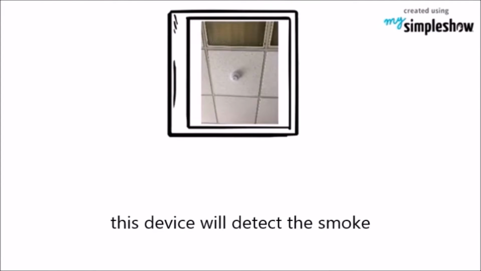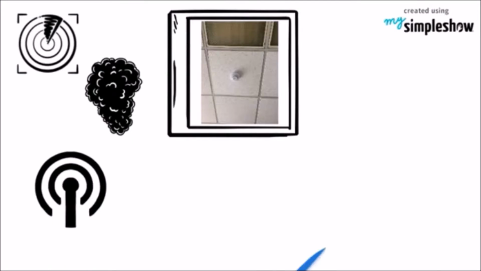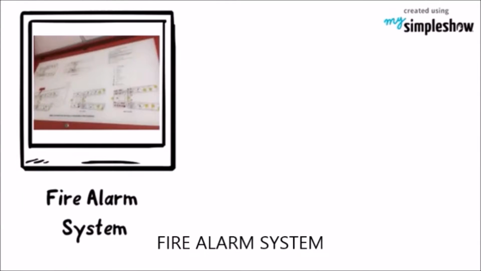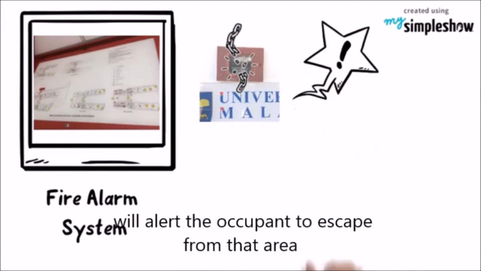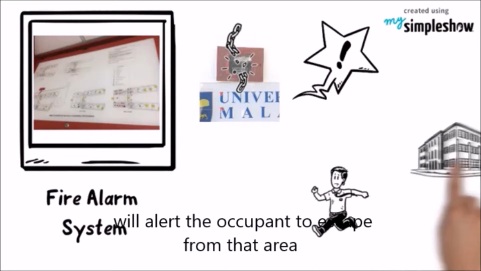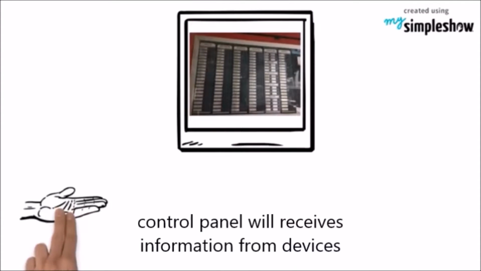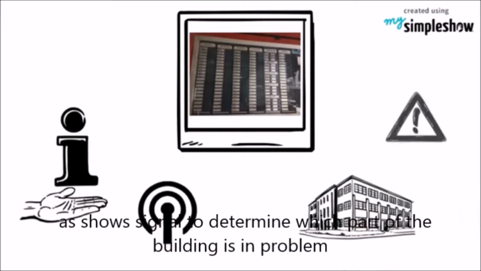Smoke detector. This device will detect smoke then issue a signal to trigger the fire safety system. These devices can be found in the cafe's kitchen and in the lobby area. Fire alarm system. Manual break glass alarm. Breaking the glass during an emergency will alert the occupants to escape from that area or building in the form of audible and visible alarms. Next is the control panel. The control panel receives information from devices that show signals to determine which part of the building is in trouble.